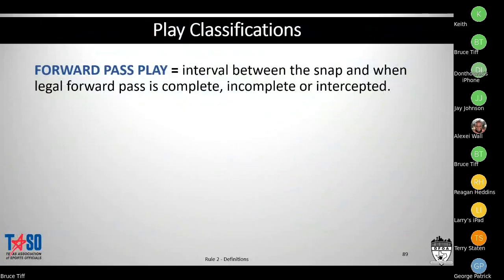Right. Forward pass play classification. Talk about a forward pass play. That's the interval between the snap and when the legal forward pass is complete, incomplete, or intercepted.